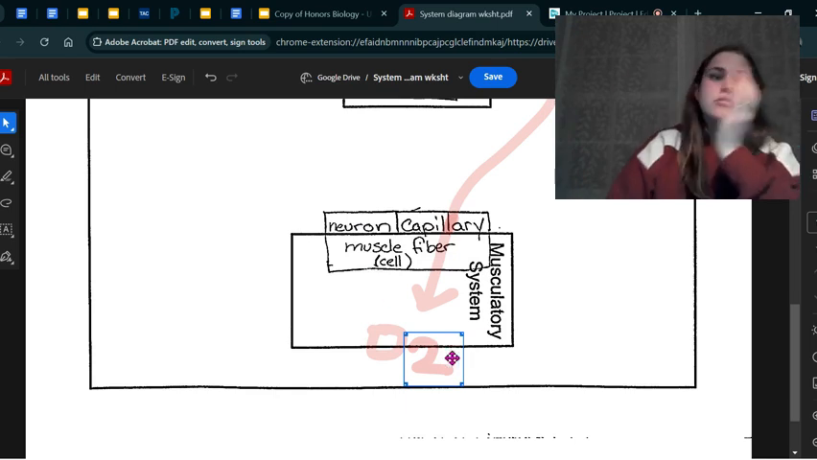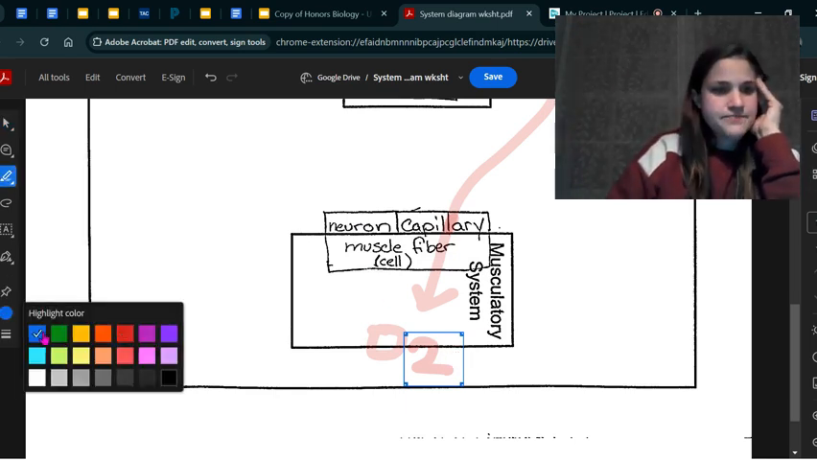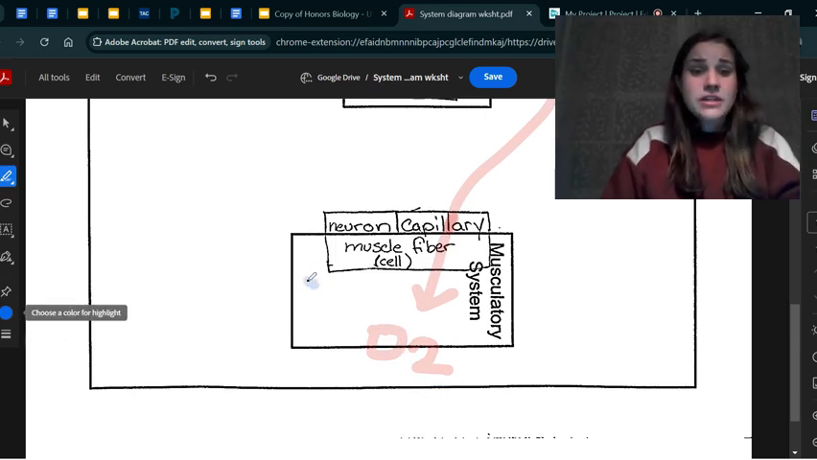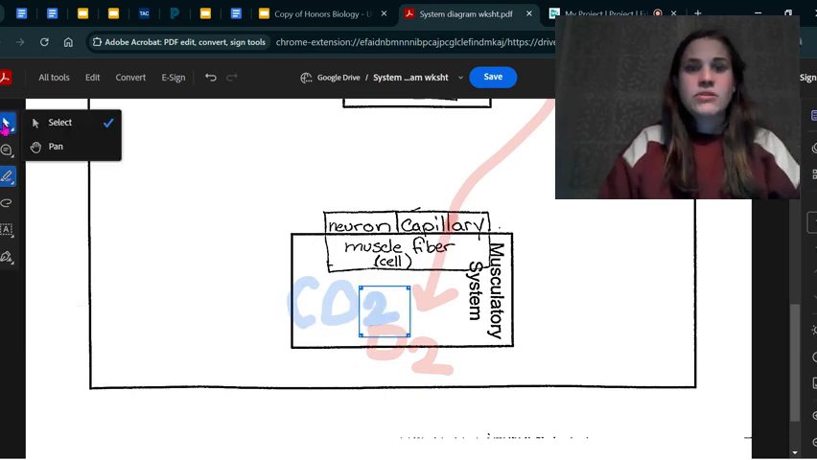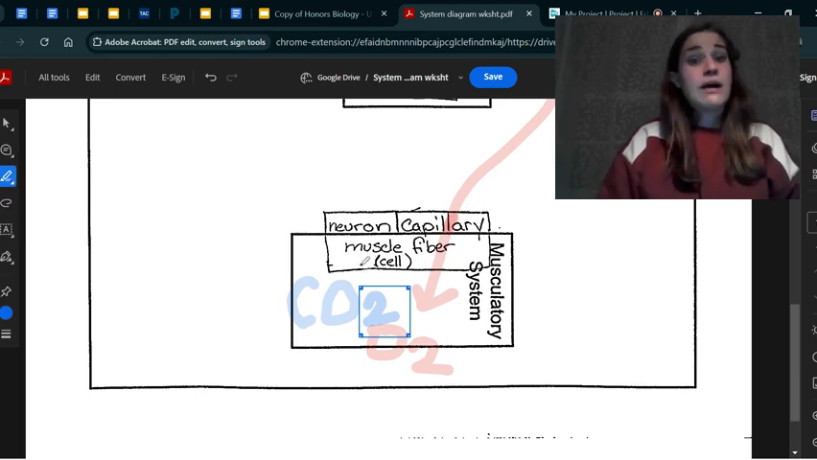So if it's doing cellular respiration, what is it producing? It's producing carbon dioxide, and we need to get that carbon dioxide out. So this is where carbon dioxide's journey is starting. It's starting here in the muscle because that's where it's just been made, in the mitochondria of the muscle cells. So we're going to track this carbon dioxide's journey out.